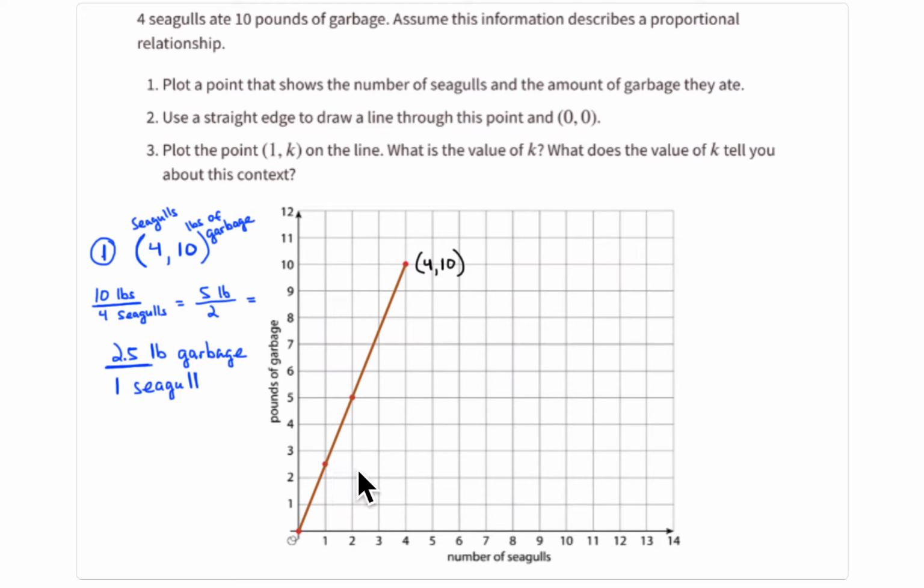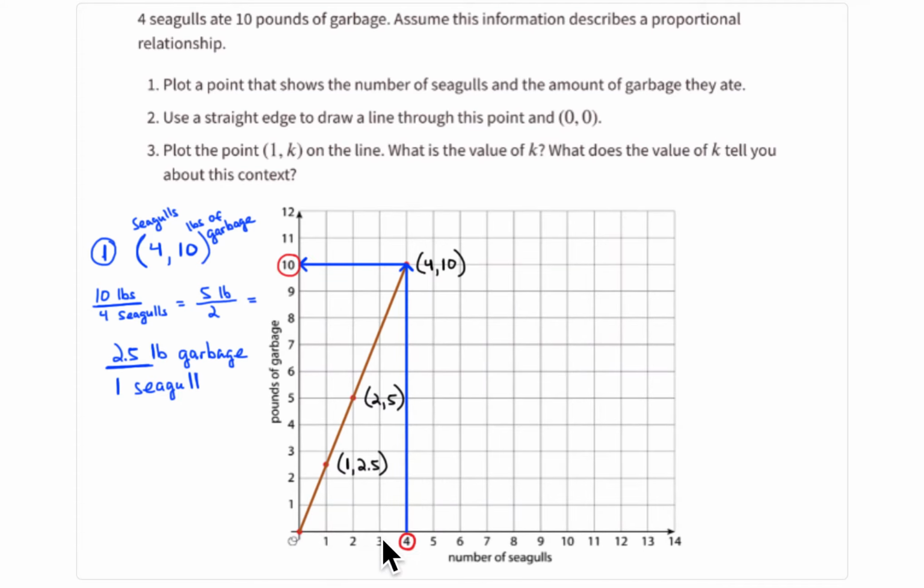1 more seagull, another 2.5 pounds of garbage. 1 more seagull, another 2.5 pounds of garbage, and finally 1 last seagull of the 4, and that's a final 2.5 pounds of garbage. So it is 2.5 pounds of garbage per 1 seagull. So that is the unit rate once again, and the unit in this case is that 1 seagull.